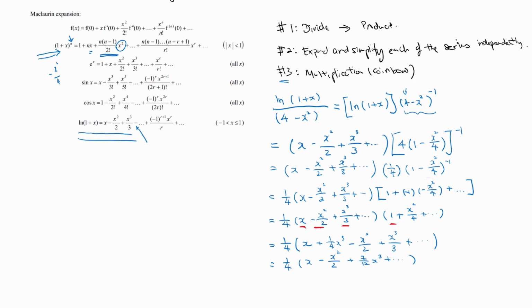Now we can expand this some more. That gives us 1/4 x minus 1 over 8 x squared plus 7 over 36 x cubed plus dot dot dot. And there you go, this is the answer. With this example, I hope it's clear how to carry out a product or division of two series. Just remember, if you have a division of two series, always mix it into a product form first.